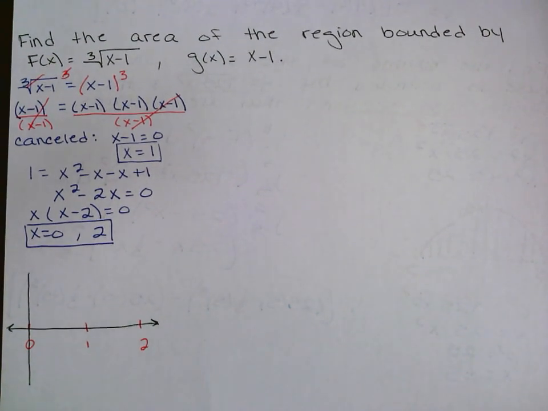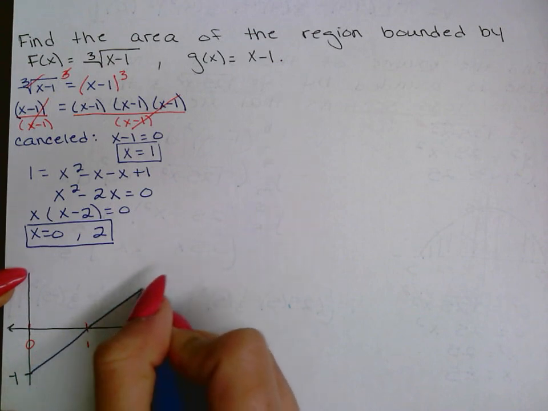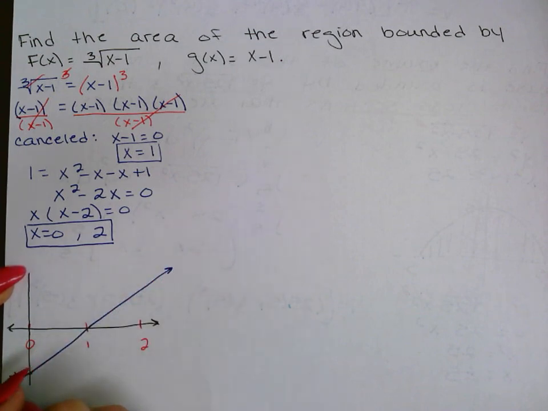Now, the graph of x minus 1 is just a linear function that went down 1, okay? So, it has a y-intercept of -1. And it has a rise over run of 1, and it's going to go straight through.